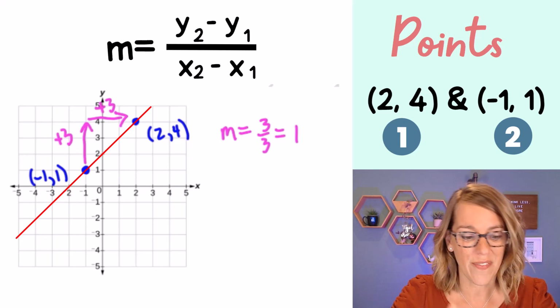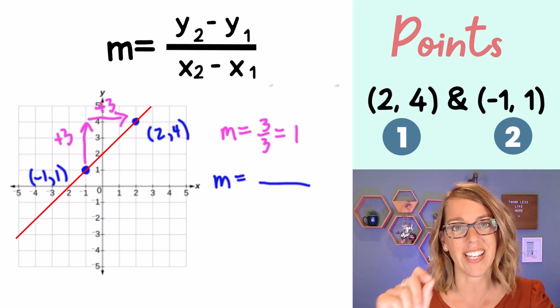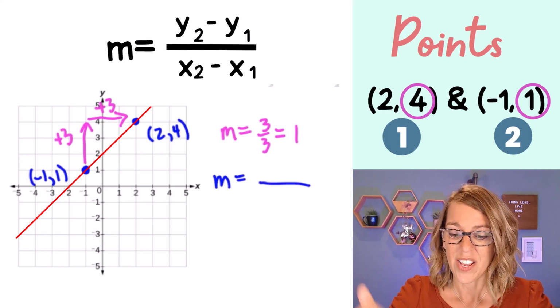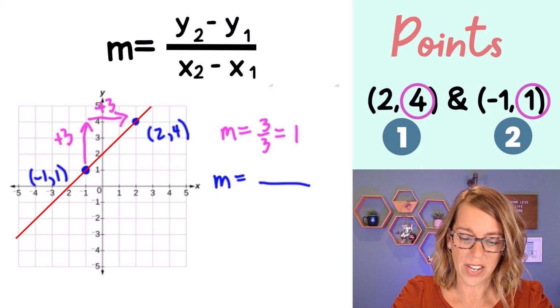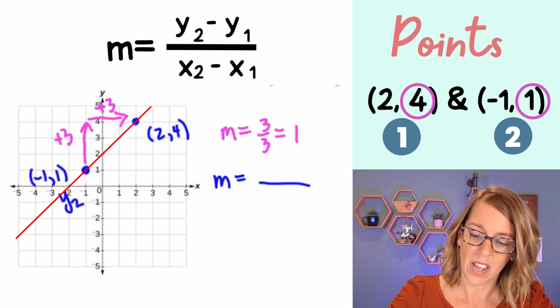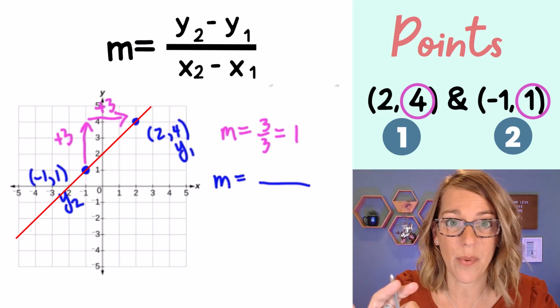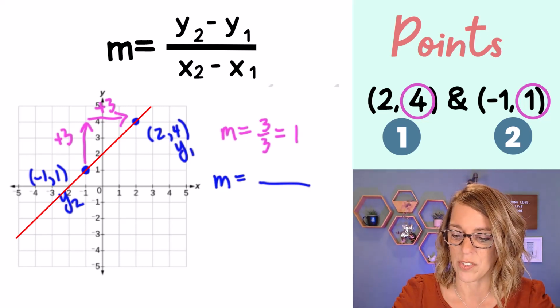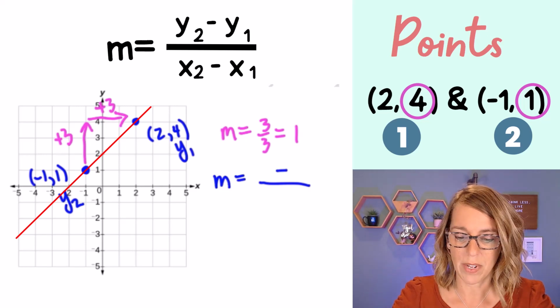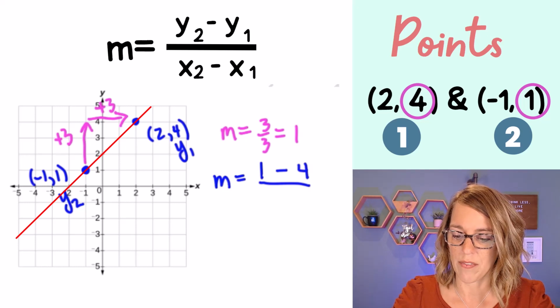Let's also verify this using our formula. So using our formula, m is equal to the difference in the y coordinates. So I'm going to go ahead and pick up 1 as my second y coordinate. So this is going to be y2, and then 4 as my first y coordinate, y1, just because of the way I labeled them. You can definitely turn this around. I want a minus sign in the middle, and I want that second y, 1, minus the first y, 4.